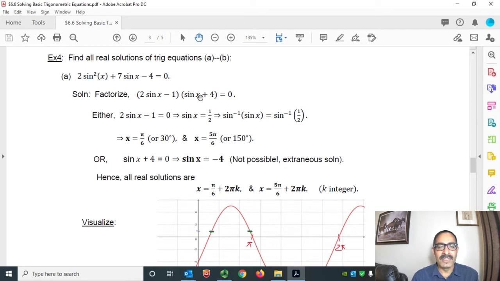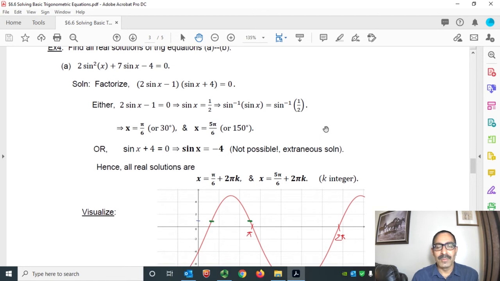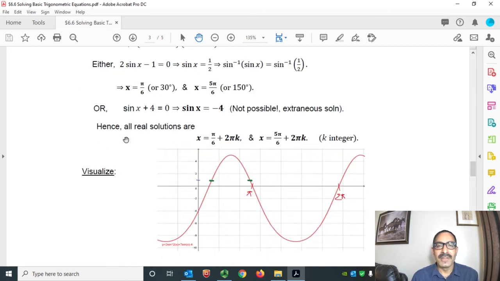Now from the second factor, sine x plus 4 equals 0. This implies sine x equals minus 4, but we know sine x has a maximum of plus 1 and a minimum of minus 1, so this value is not possible, so we disregard this solution. So now we have only these 2 solutions. One is pi over 6, 30 degrees, another one is 5 pi over 6, 150 degrees. So let me find all possible real solutions.